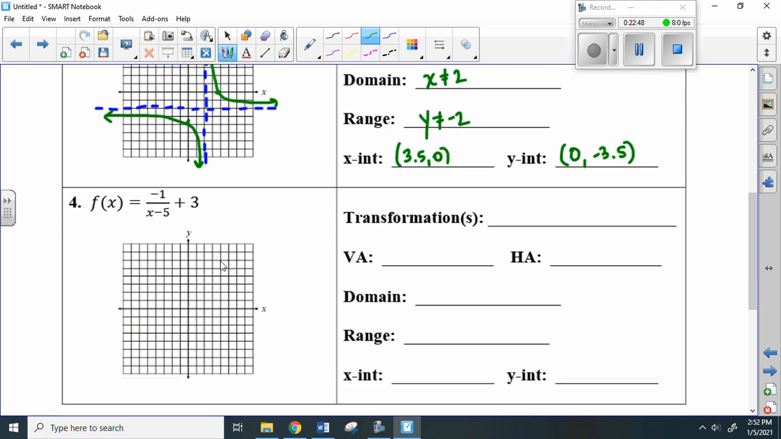All right, and last one before I stop this video. Let's see, we've got a -1 at the top, so that's going to reflect over the x-axis. I've got a -5 next to the x, so that's going to move my graph right 5, which means my vertical asymptote is going to be at 5. And then the +3 means I'm going to move my graph up 3, so my horizontal asymptote is going to be at y equals 3. And then right away, I can do my domain.